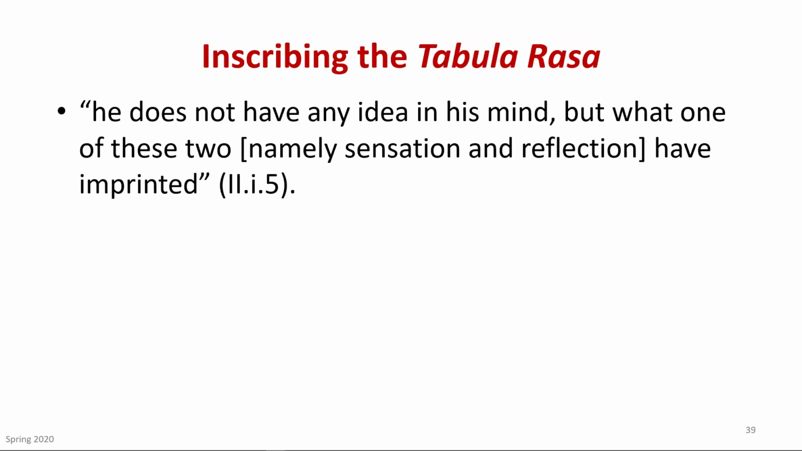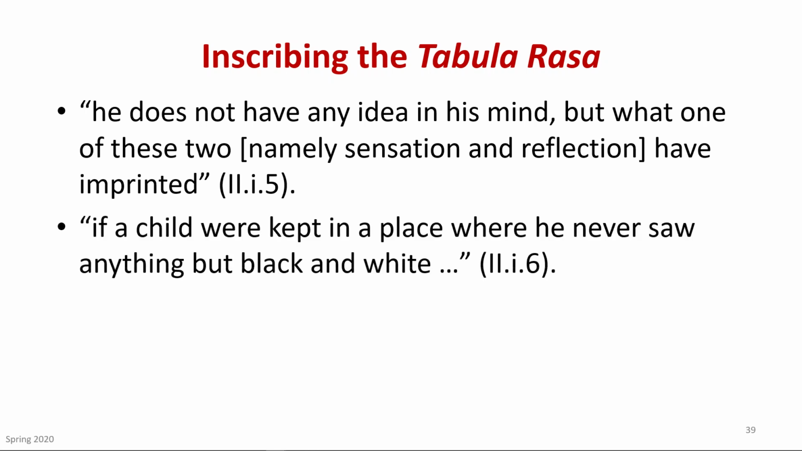And so, as we noted last time, the basic claim here, talking about a person growing up, a child, is that he does not have any idea in his mind but what one of these two, namely sensation and reflection, have imprinted. And so one of the consequences of this, Locke says, is that, for example, if a child were kept in a place where he never saw anything but black and white till he were a man, he would have no more ideas of scarlet or green than he that from his childhood never tasted an oyster or a pineapple has of those particular relishes or tastes.